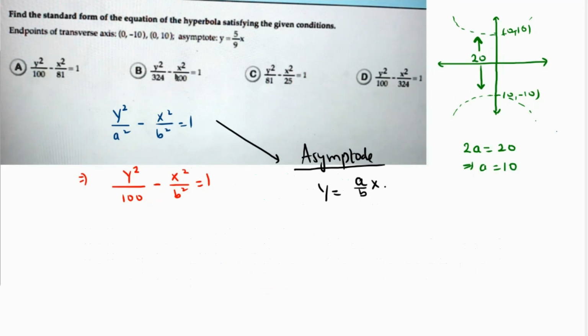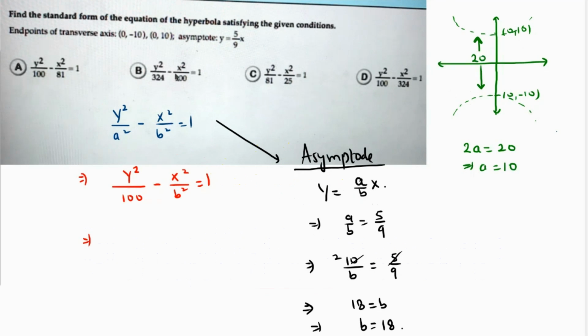So in this case, this means that the value of a over b is 5 over 9, right? The value of a is already 10 for us. We already found that. So 10 over b is 5 over 9, which means that 5 times 2 is 10. And if we multiply 9 on both sides, we have 18 is equal to b. And if we flip the equation, then b is equal to 18, and we have to plug in 18 square, which is nothing but 324.